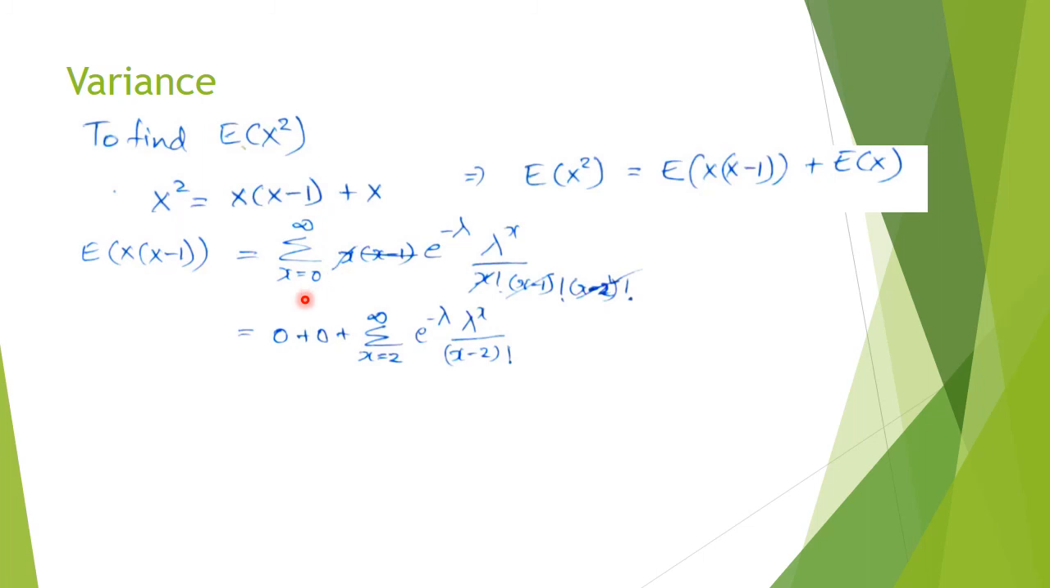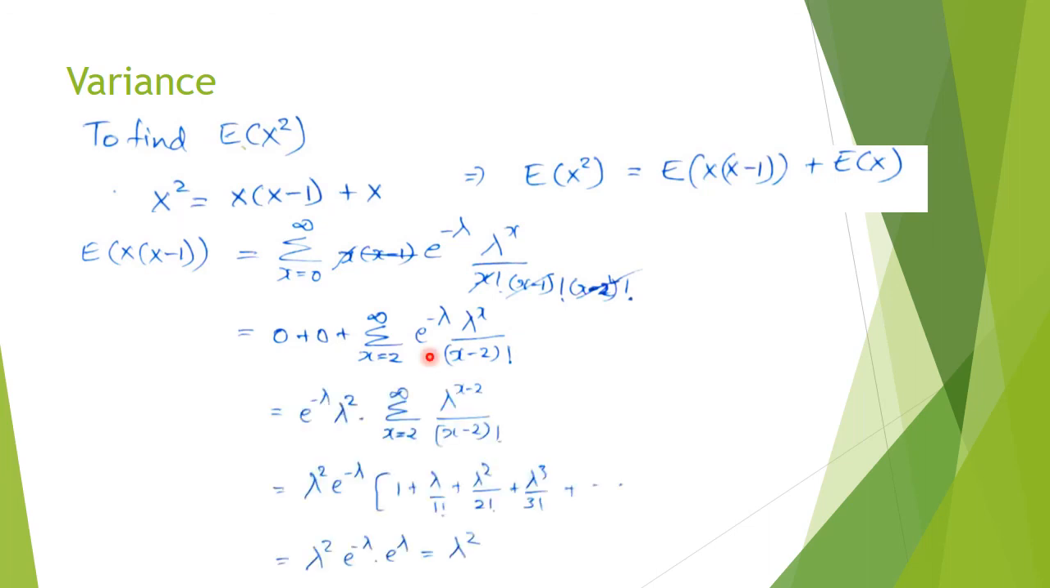It will be 0 when x is equal to 0 as well as when x is equal to 1, in both cases. So 0 plus, the summation starts from 2 to infinity. e raised to minus lambda, lambda raised to x, and x cancels with the x factorial, remaining is x minus 1 factorial. x minus 1 again cancels, so remaining is x minus 2 factorial.